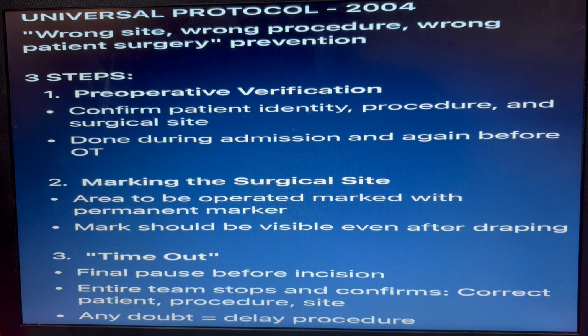Okay, next, patient safety is our top priority in OT, and the universal protocol was introduced in 2004 to prevent wrong site surgeries. First, we verify everything: patient name, surgery, and site. Next, the surgeon marks the correct site, and third, we do a timeout where the whole team stops and double checks before starting. If there is any confusion at any step, we must stop and clarify. These protocols have saved many lives.